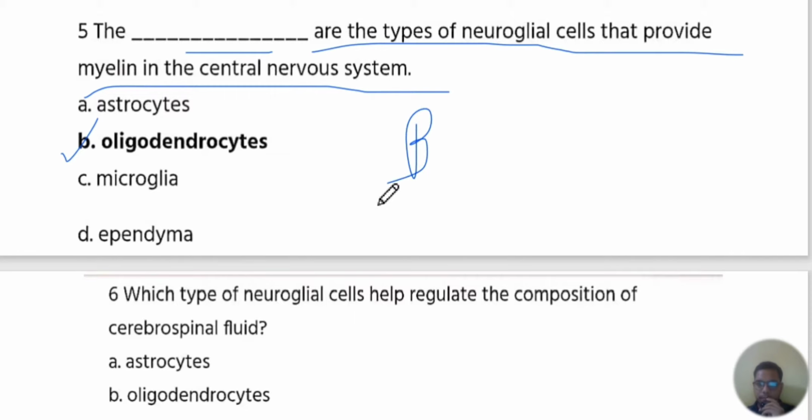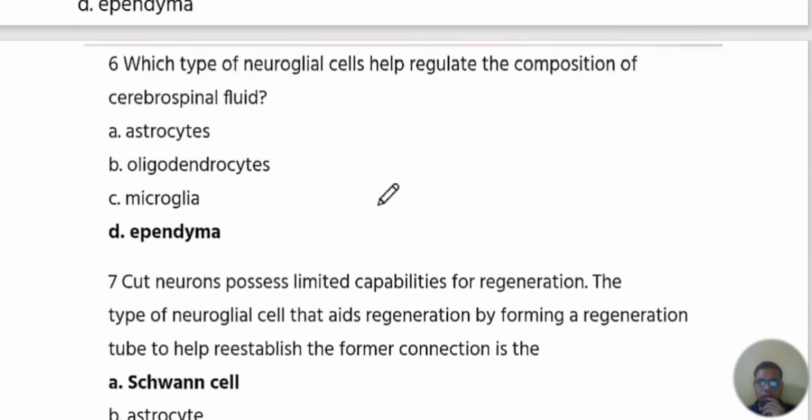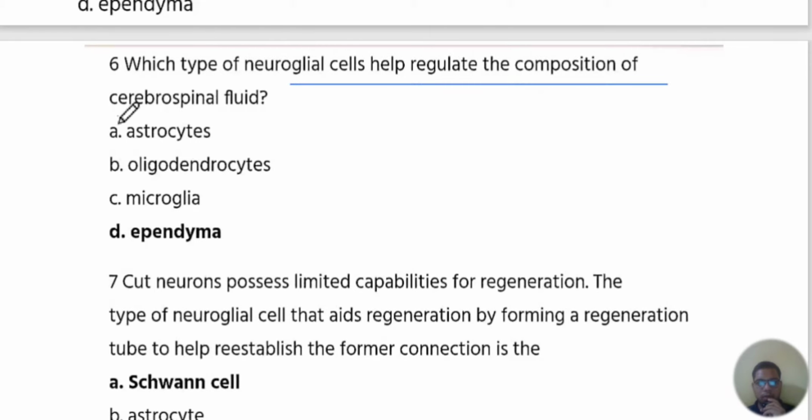The answer is B. Next is question number six: which type of neuroglial cell helps regulate the composition of cerebrospinal fluid? The answer is D, ependyma.